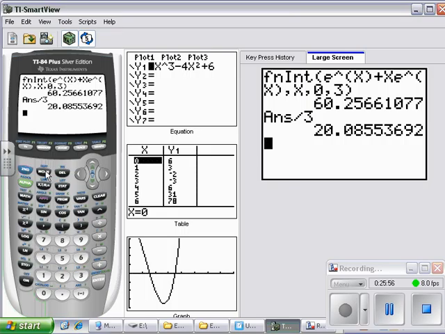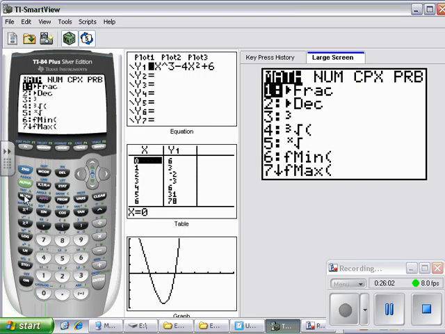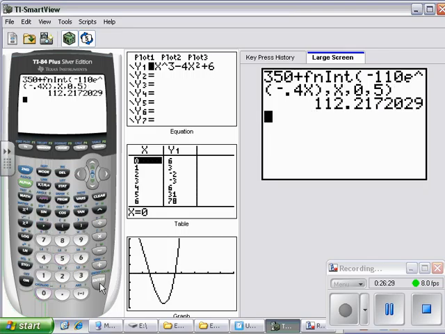All right, so anyway, home screen. I want to take 350 plus math 9, negative 110, second e to the negative 0.4 x, comma x, comma 0, comma 5. Okay, so there we go. We just put it all in calculator after we set it up, and we got an answer of 112.21 degrees, nearest degree 112.